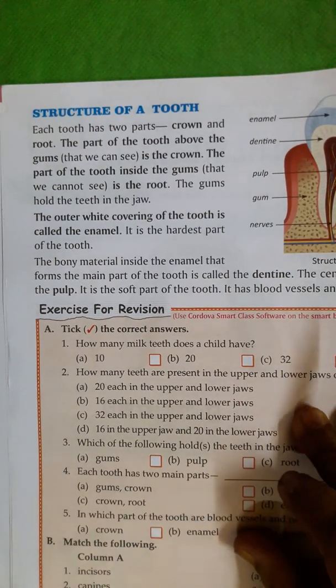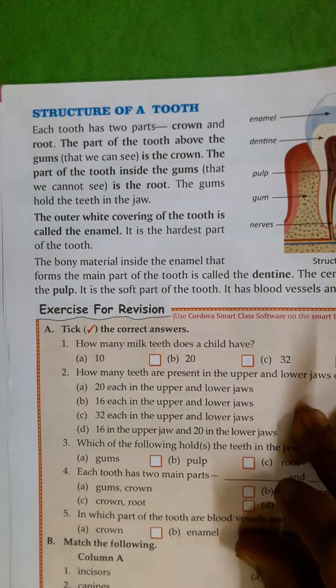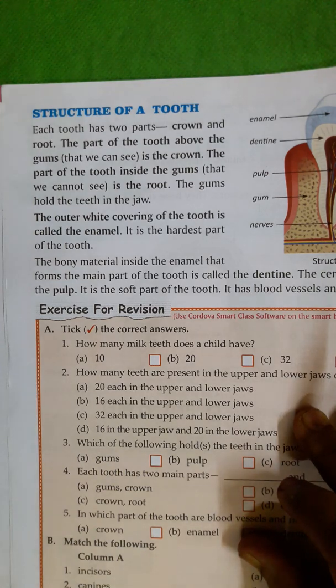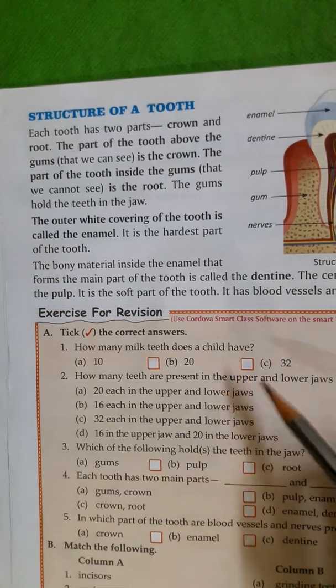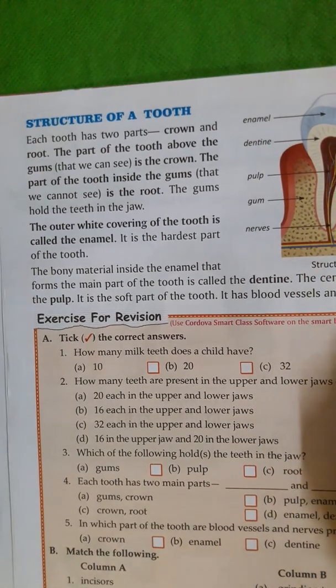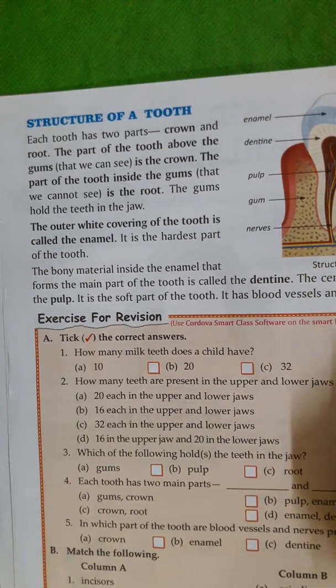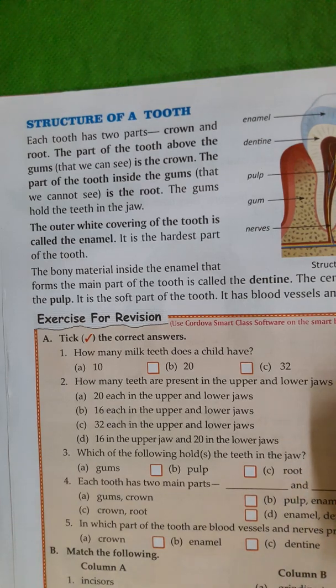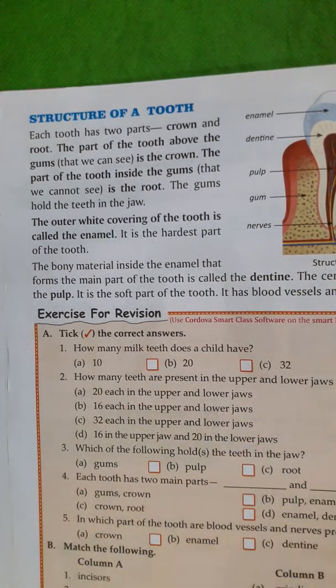Class 4. Today I will explain to you the structure of a tooth. In your science class, previously you have learned that a plant has two portions. The portion which is above the ground is known as shoot, and the portion which is below the ground is known as root. Similarly, a tooth has two portions. The portion which is above the gum is the crown, and the portion which is below the gum is known as root.